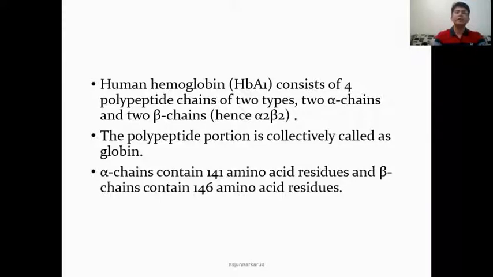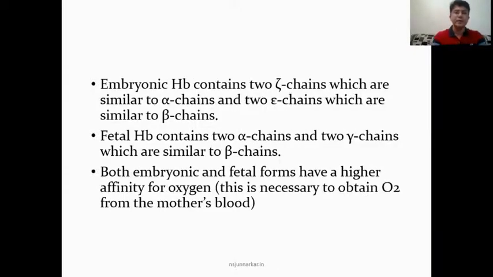Human hemoglobin, called HbA1, consists of 4 polypeptide chains of two types, two alpha chains and two beta chains, and hence it is often called alpha2 beta2 hemoglobin. The polypeptide portion is collectively called globin. Alpha chains contain 141 amino acid residues and beta chains contain 146 amino acid residues.